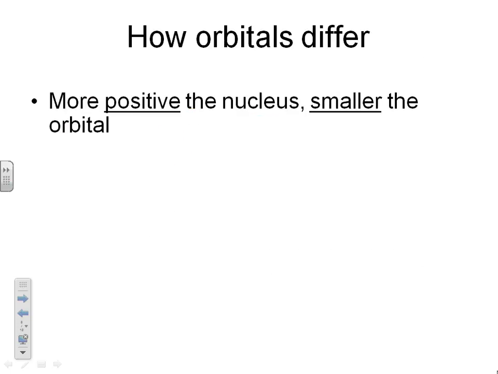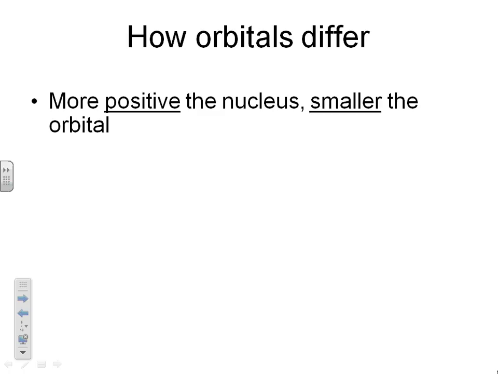With that in mind, orbitals between atoms are not the same because of things like shielding, because of different numbers of electrons and different numbers of protons in the nucleus. The more positive your nucleus becomes, the smaller the orbital in question will become. And this is true for all orbitals. So I could say, let's consider a 1s orbital, a 2p orbital, a 4d orbital. And for all of them across the board, even with shielding, the more positive the nucleus becomes, the smaller the shape of the orbital becomes.